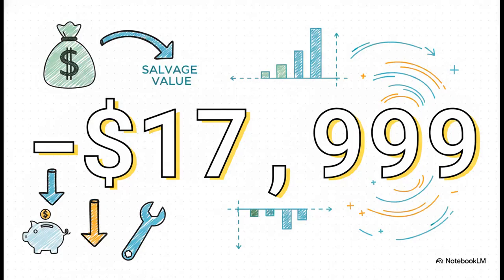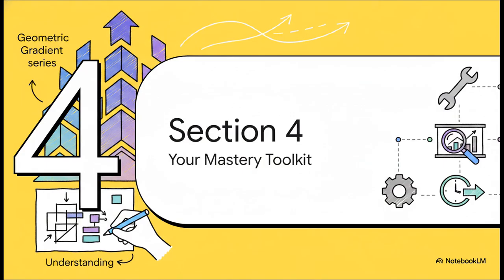So let's bring it all home. We take the initial cost of negative $8,000, we add the maintenance present worth, which was negative $10,125, and then we add the present worth of the salvage value, which is a positive $126. And the grand total? The total project cost, in today's money, is negative $17,999.